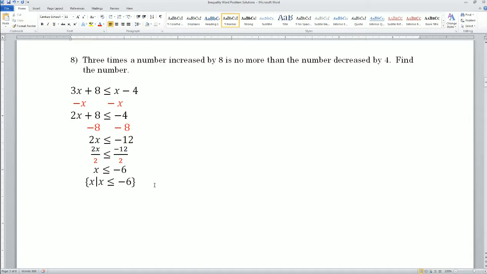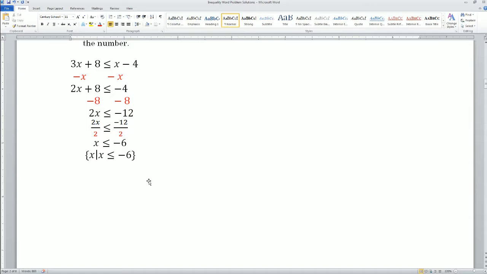So x, any value of x that is less than or equal to negative 6. So negative 7, negative 6, negative 7, all the way to negative infinity works.